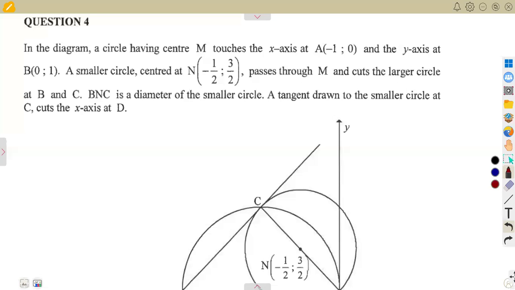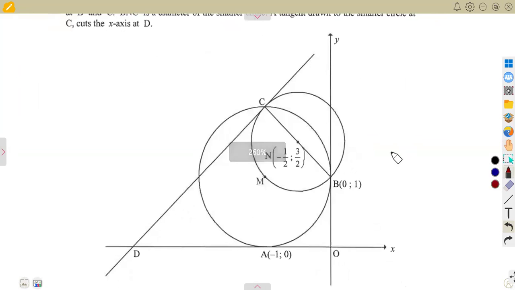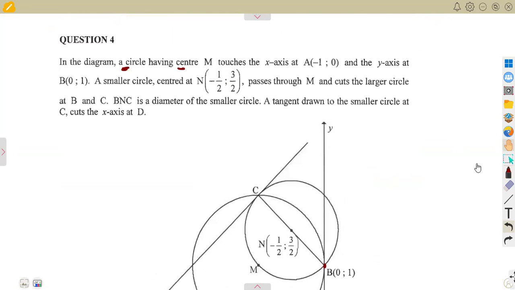Welcome back, guys. Let us consider our question, which is question number 4 on our analytical geometry. Given the diagram, we are given a circle having a center M, touches the x-axis at A (-1, 0), and the y-axis at B, which is (0, 1). So this is the condition of our circle that we are given.